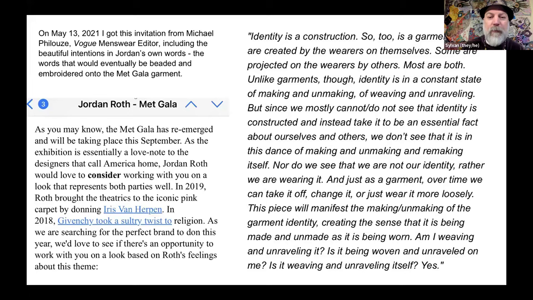I got this nice invitation from Michael, who's the Vogue menswear editor. And the original words, all the words on the garment, came to me in this proposal, Jordan's reflections and thoughtfulness about identity. And I think that this connection that we shared around this idea of identity, queer identity, gender identity, and the questions of how clothing expresses or conceals that identity became the foundation for our relationship and our work together.